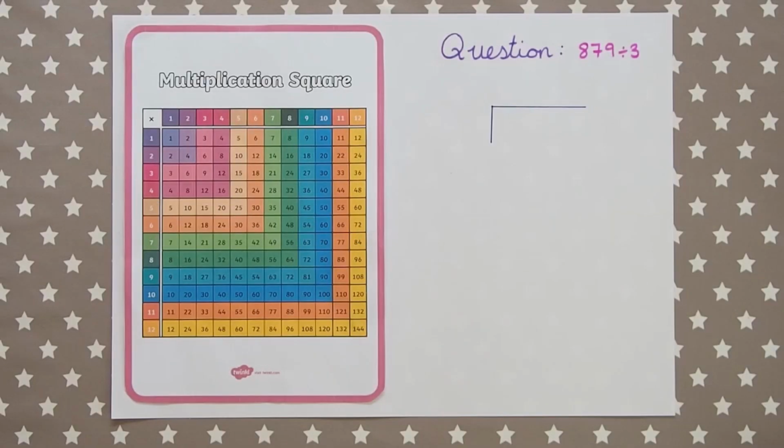So here we have our first question. What is 879 divided by 3? Now before we begin, I've taken the liberty of grabbing my multiplication square to use as a bit of extra support. And you can too. But if you don't have one at hand, don't worry.